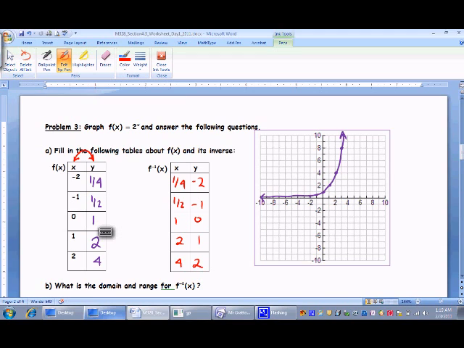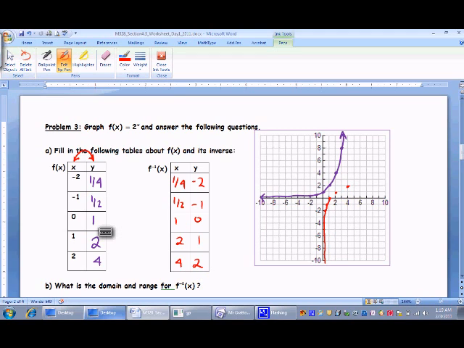And now I can go ahead and take those ordered pairs, and I could get a nice graph of whatever this function is going to look like. So I'm at 1/4, -2. I'm at 1/2, -1. I'm at 1, 0; 2, 1; and 4, 2.